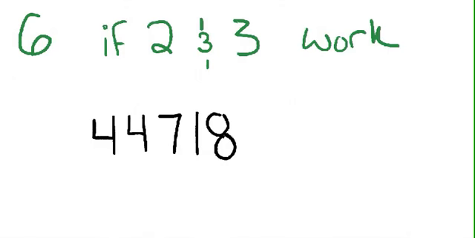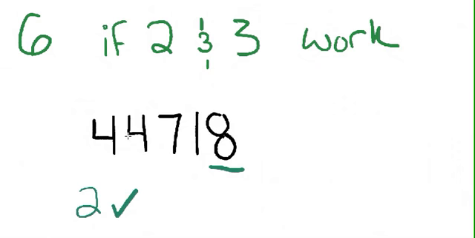Okay, the rule for 6. If the rule for 2 and the rule for 3 both work, then the whole number is also divisible by 6. The rule for 2 was the last digit is 0, 2, 4, 6, or 8. In other words, it's even. That works for 2. Check.